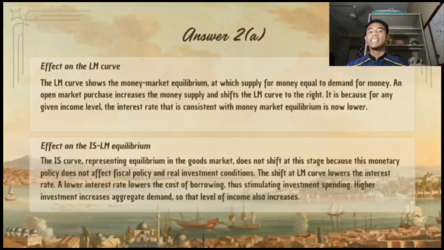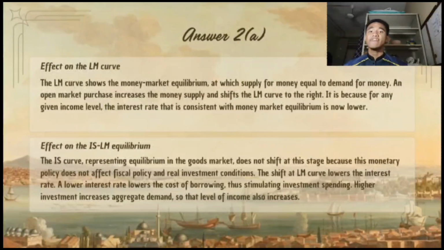The IS curve represents equilibrium in the goods market, where planned spending equals output. The shift in the LM curve doesn't affect the IS curve directly. Instead, the movement happens along the IS curve due to change in interest rate and income level.